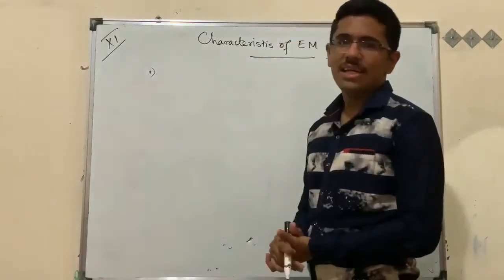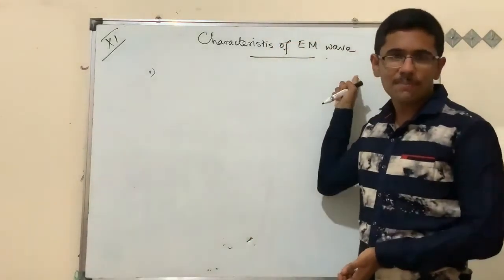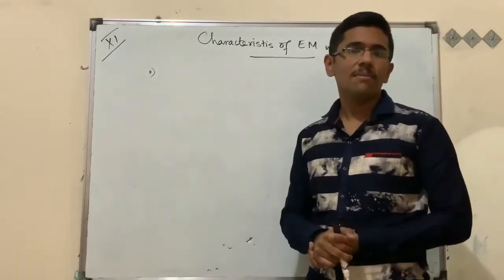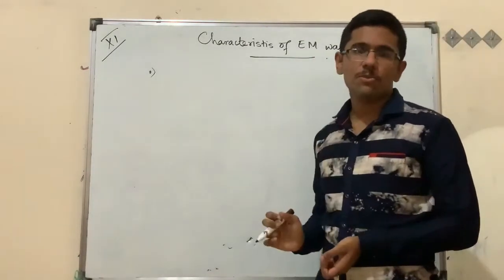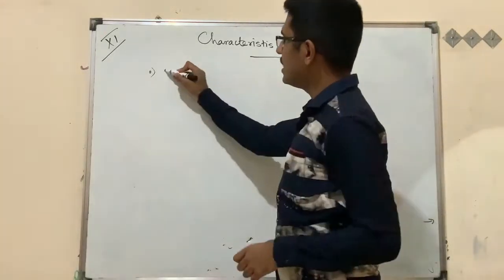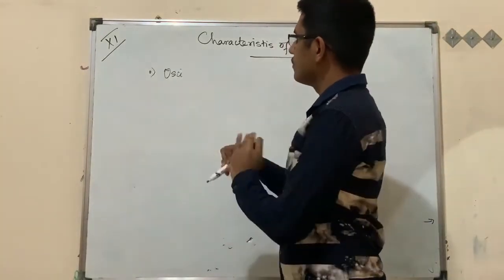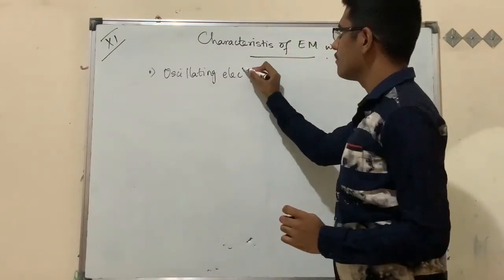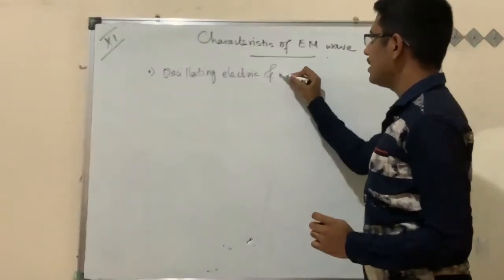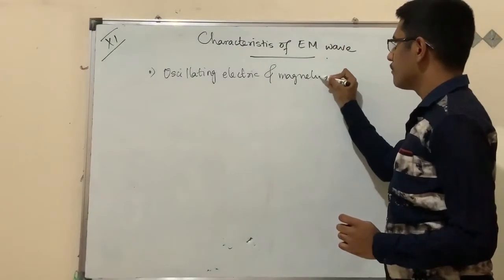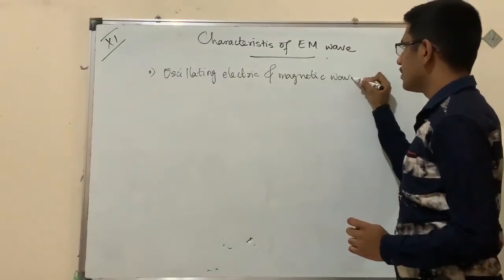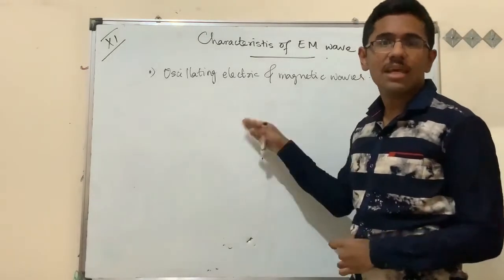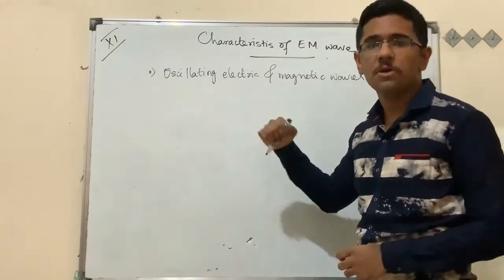First, we have already studied that electromagnetic wave, what does that mean? It has both electric and magnetic field vectors which are present in it. That causes this electromagnetic wave. So oscillating electric and magnetic waves. Due to this oscillating electric and magnetic waves, we can say that electromagnetic wave is produced.